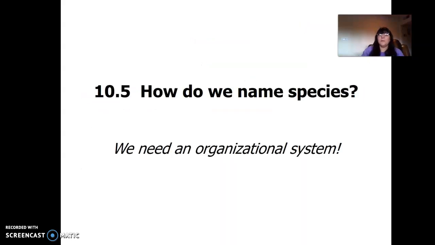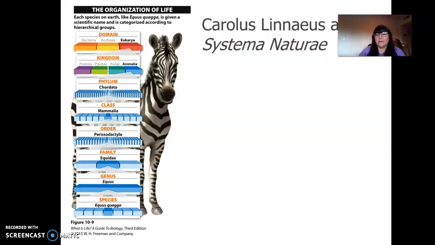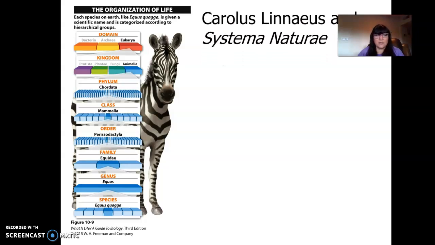Okay. How do we name species? We have in biology a whole organizational system. It was created by a guy named Carolus Linnaeus, okay? And this was before we knew about DNA. So the way he organized all the different organisms, for example, think of all the different types of birds, all the different types of horses, all the different types of cats, the way he organized them is based on morphology.